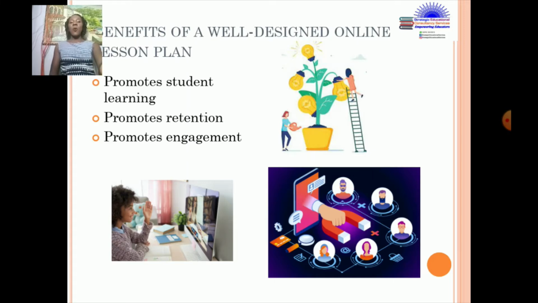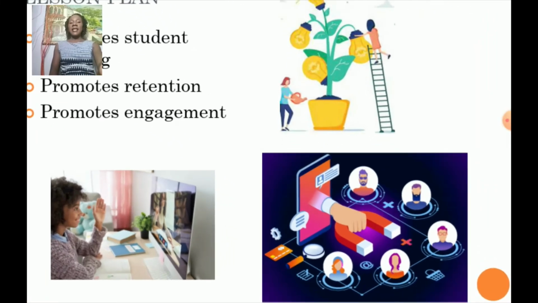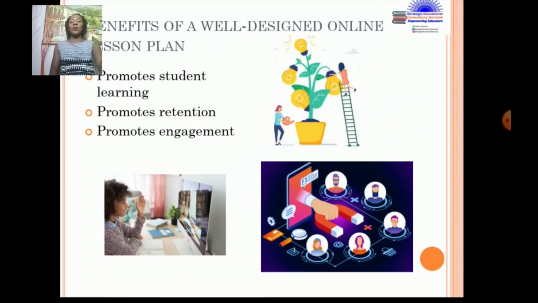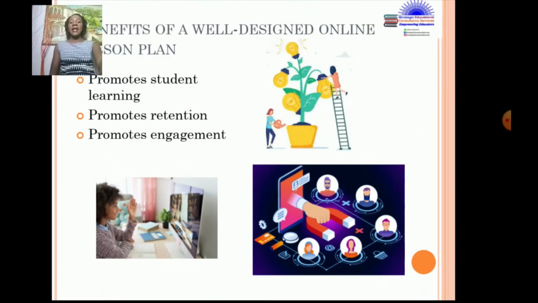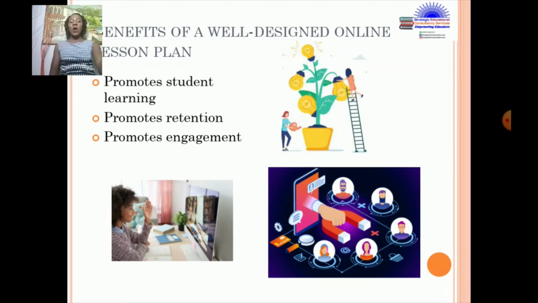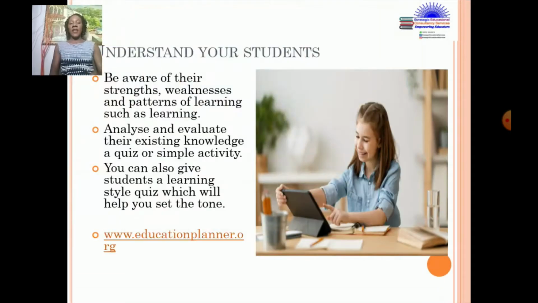So let's look at our first tip as we think about the online lesson planning. How do we go about doing that? The first one is that you should understand your students. What do we mean by understanding your students? You have to be aware of the strengths, the weaknesses, and the patterns of learning, such as learning styles. You need to know the students' learning styles.